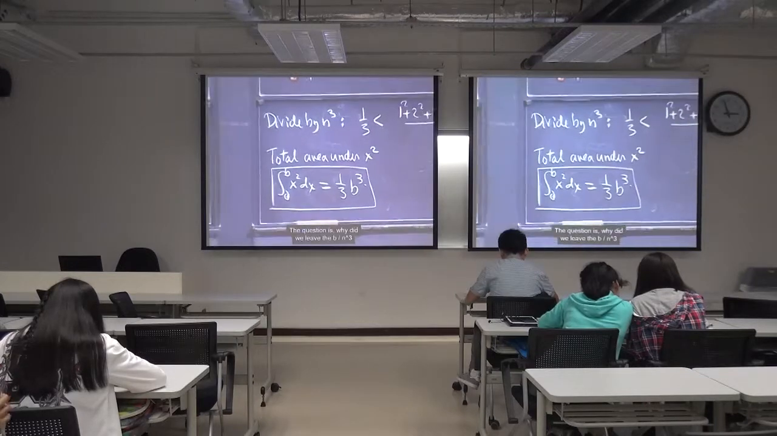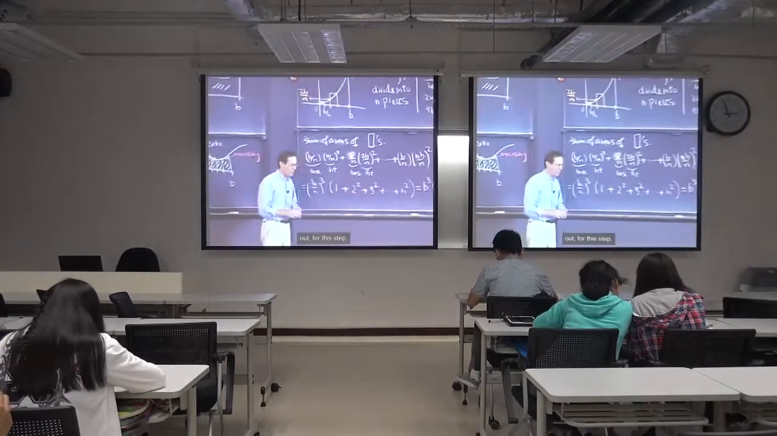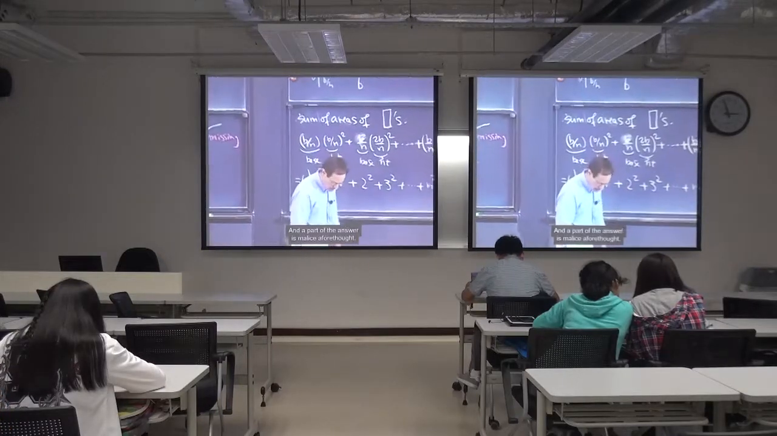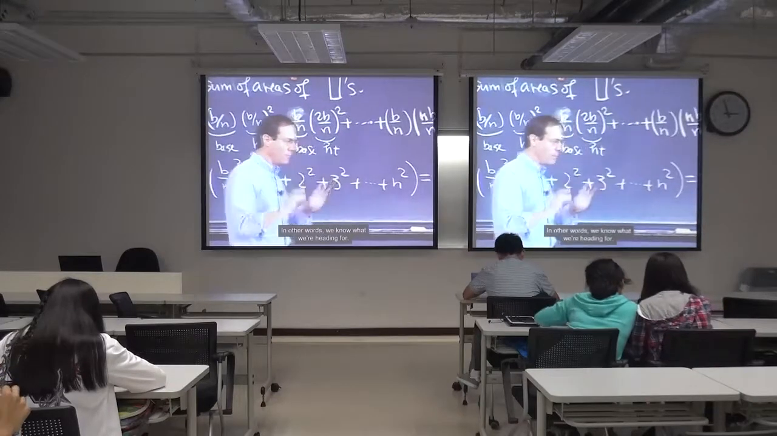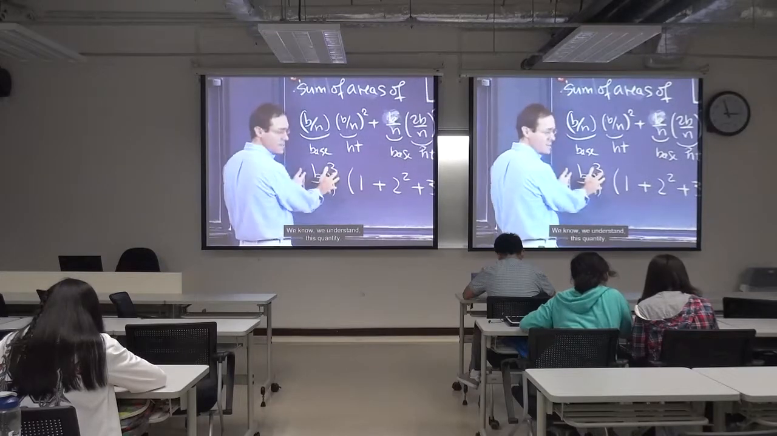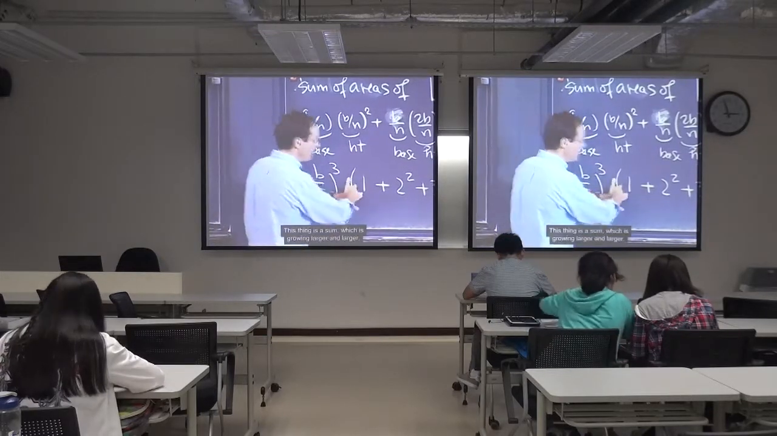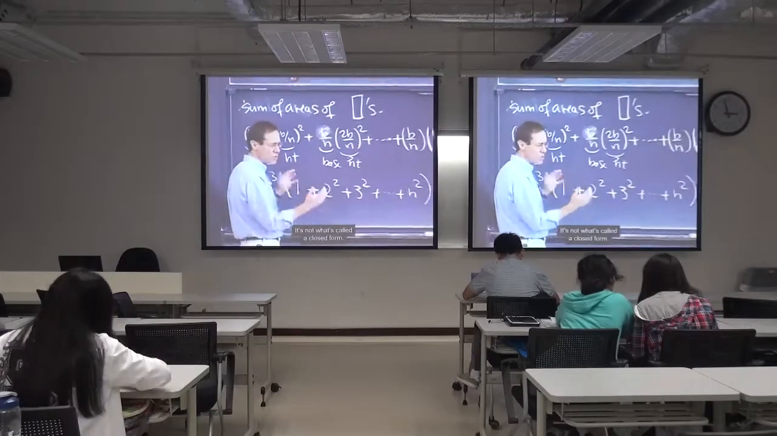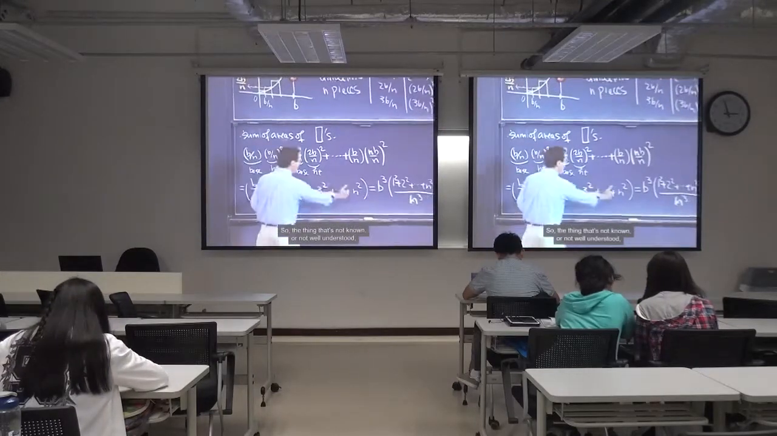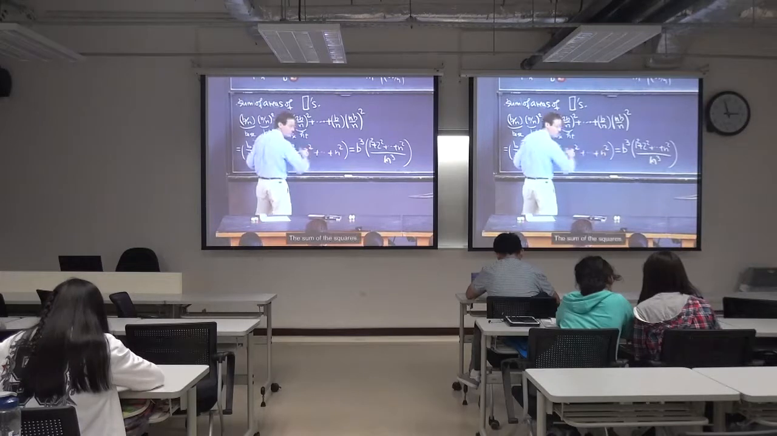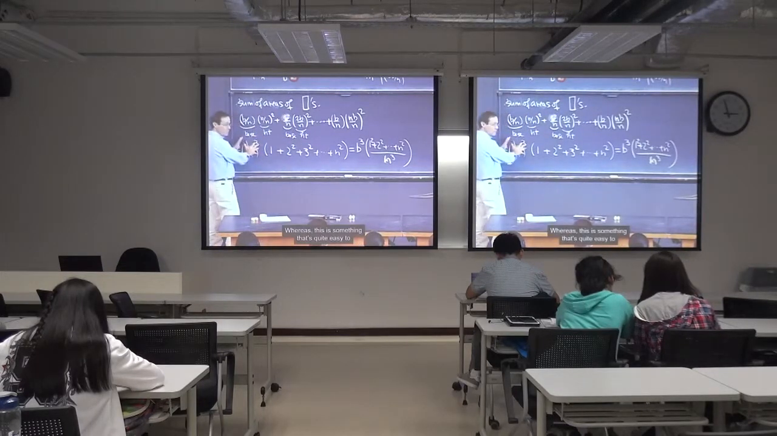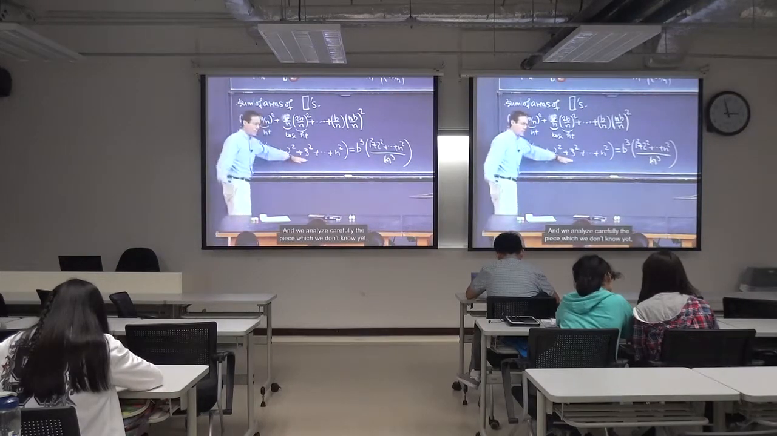A very good question. The question is, why do we leave the b over n cubed out for this step? And part of the answer is malice aforethought. In other words, we know what we're heading for. We know, we understand this quantity. It's all one thing. This thing is a sum which is growing larger and larger. It's not what's called a closed form. So the thing that's not known, or not well understood, is how big is this quantity here? 1 squared plus 2 squared, the sum of the squares. Whereas this is something that's quite easy to understand. So we factor it out, and we analyze carefully the piece which we don't know yet how big it is.